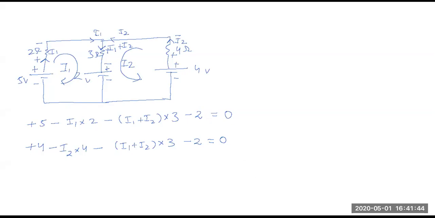Anyone? Now using this, you have two unknown variables, I1 and I2. Right? You have two unknown variables, I1 and I2. Can somebody tell me what will be the value of I1 and what will be the value of I2?